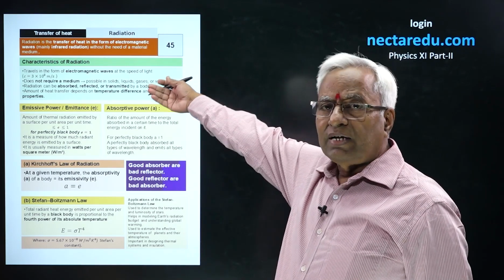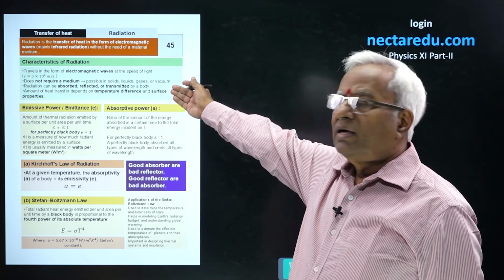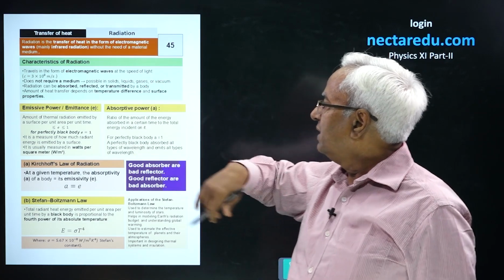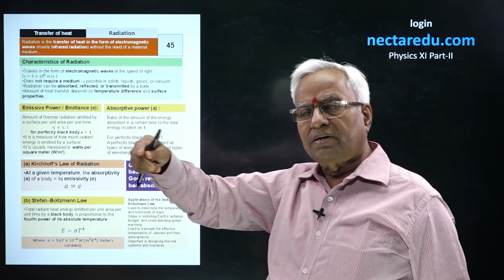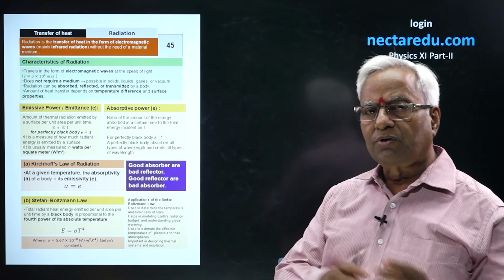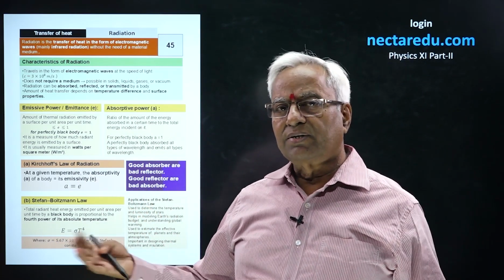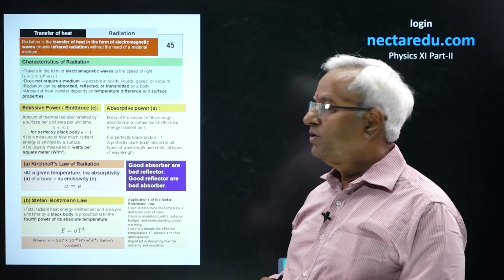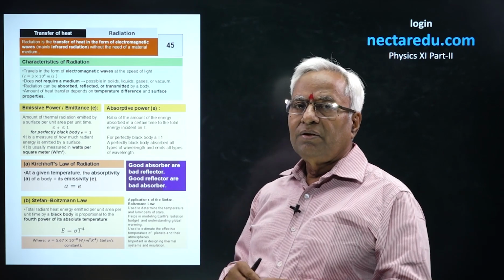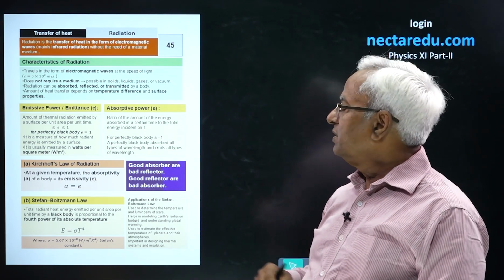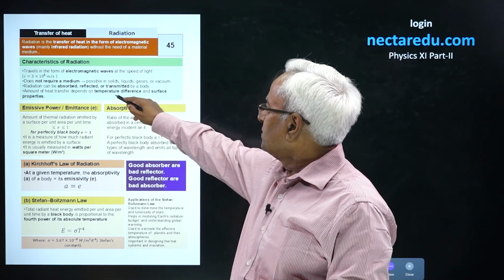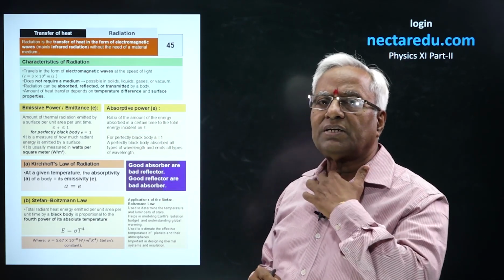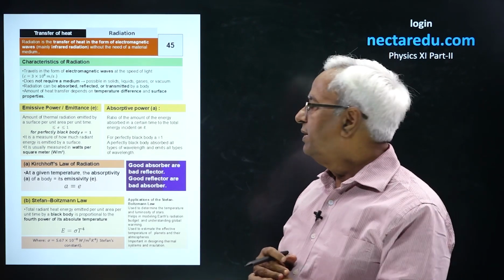When the electromagnetic waves travel as radiation, the speed is equal to that of light, and like electromagnetic waves, radiation also can be absorbed, can be reflected, can be transmitted. Depending on the nature of the surface, we could calculate different quantities related to these. Mainly, the amount of radiation always depends on the temperature difference and the properties of the surface that is involved.